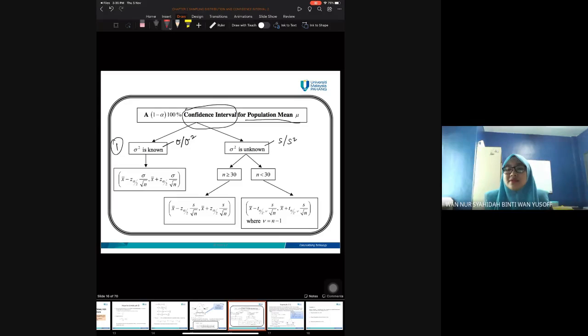Sigma represents the whole population, while S represents the sample only. So that means it is correct what your friend just said right now. Okay.